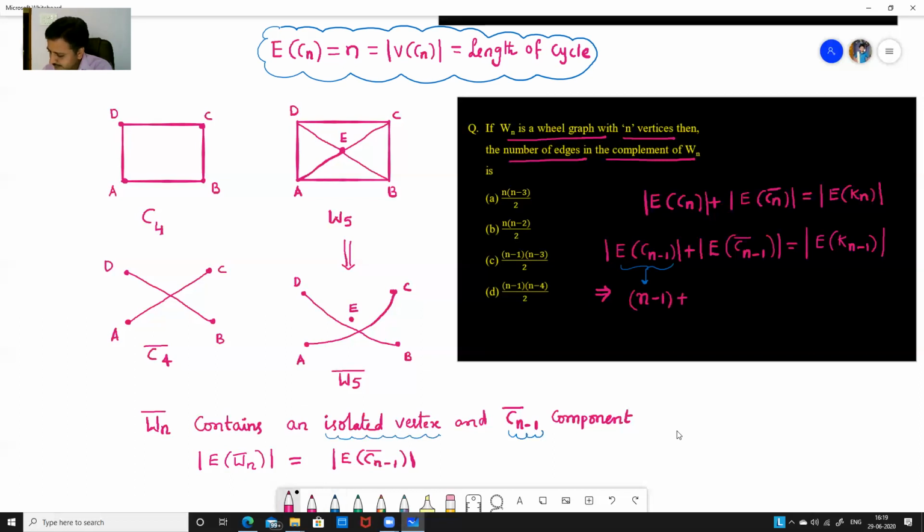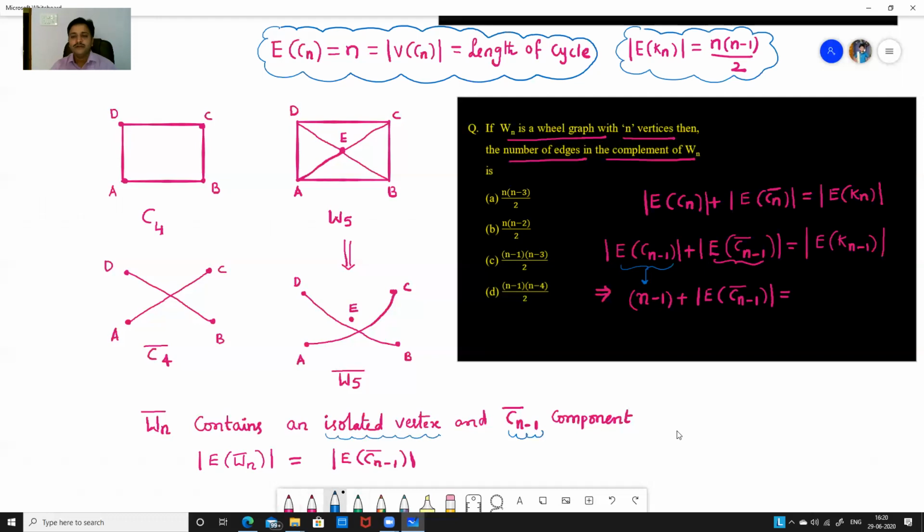Plus, now we want to find number of edges in Cn minus 1 bar, which is a complete graph with n minus 1 vertices. Have you remembered number of edges in complete graph with n vertices? The formula is n into n minus 1 by 2. That is number of edges in a complete graph with n vertices.